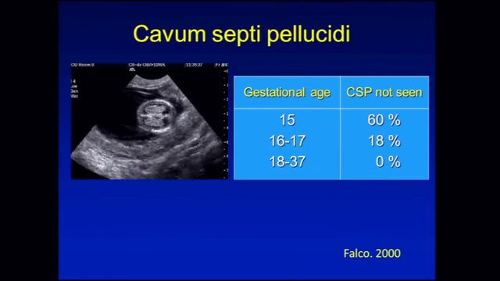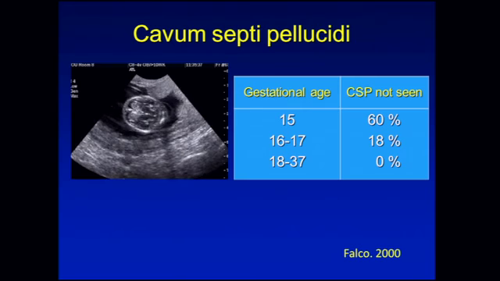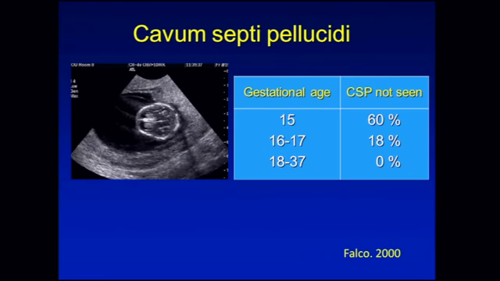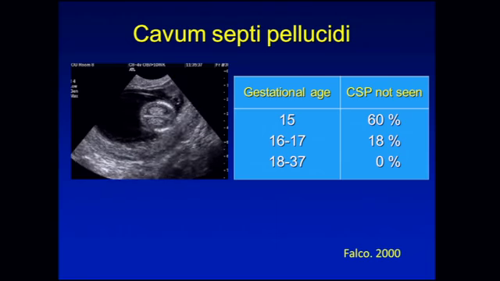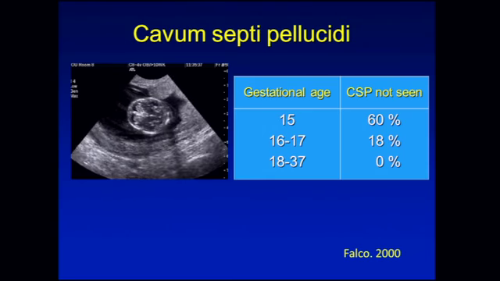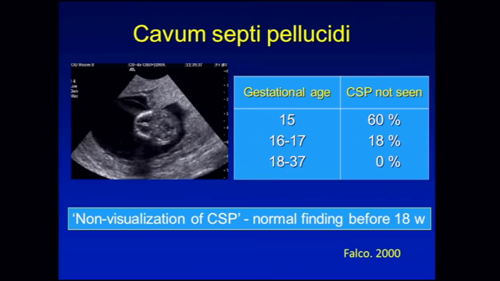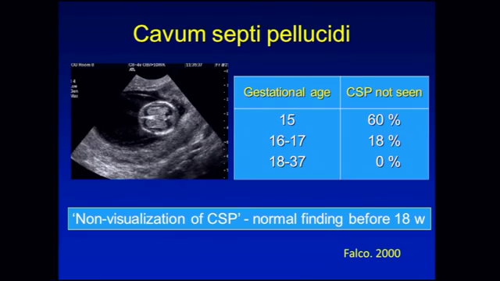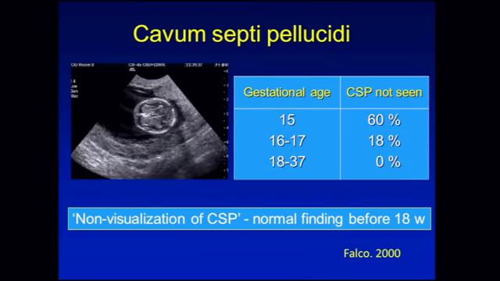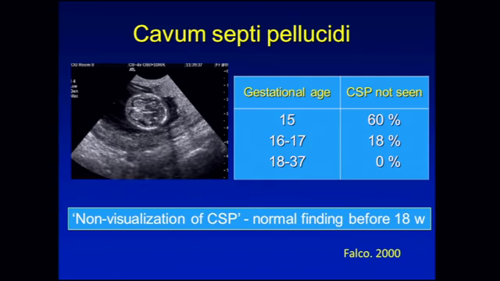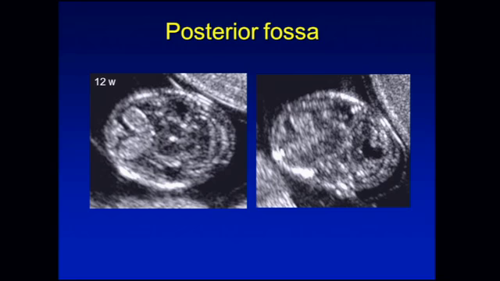If you look at the table here to your right, at a gestational age of 15 weeks, in 60% of the fetuses, the CSP is not seen. So since non-visualization of the CSP is a normal finding before 18 weeks, we will not be able to diagnose agenesis of the corpus callosum at 11 to 13 weeks.